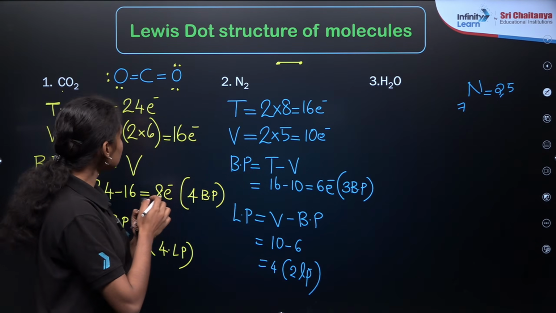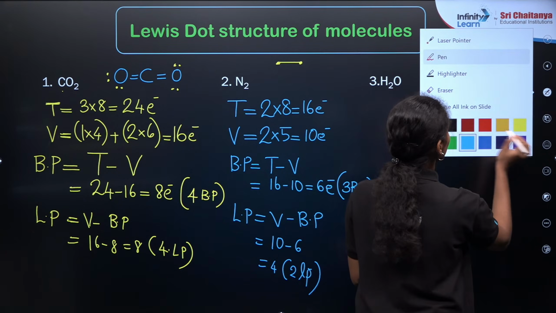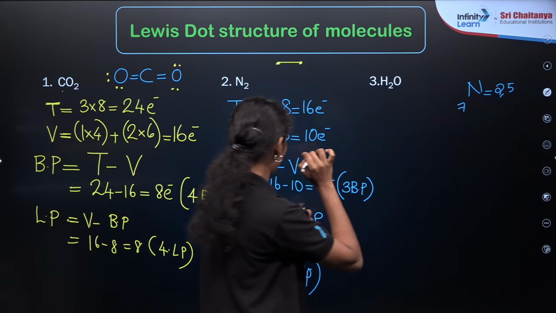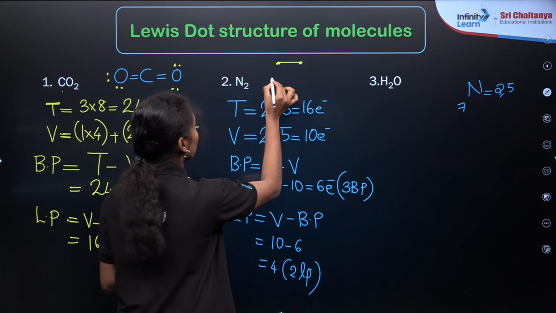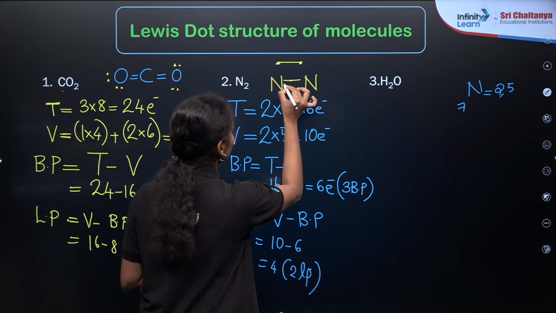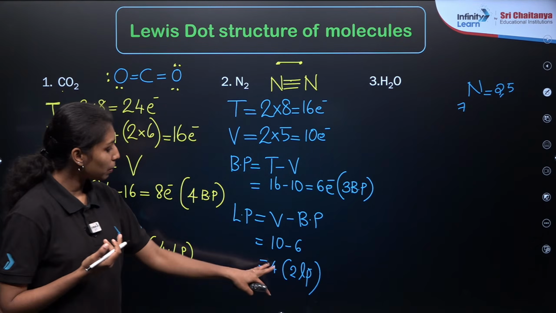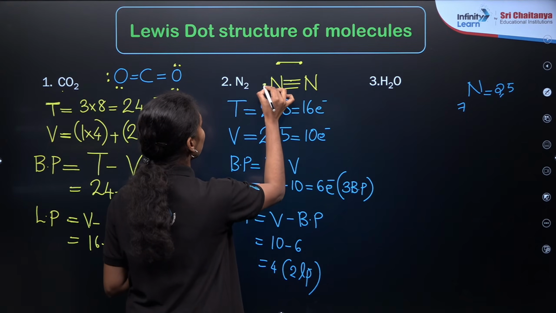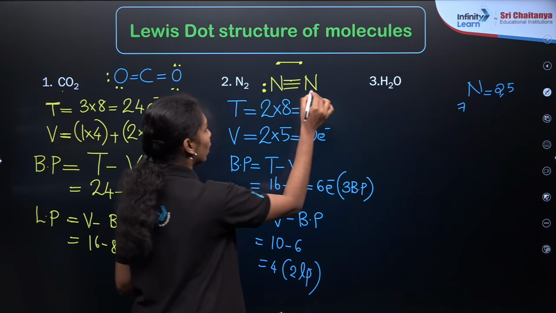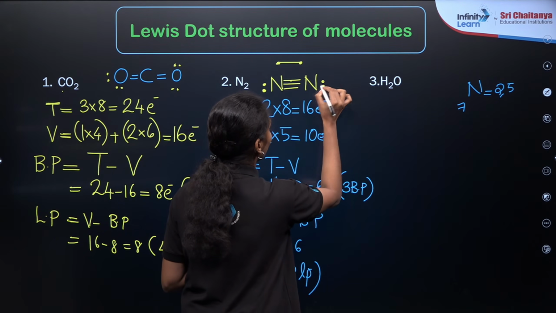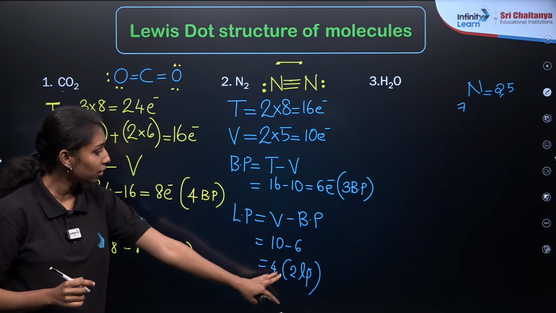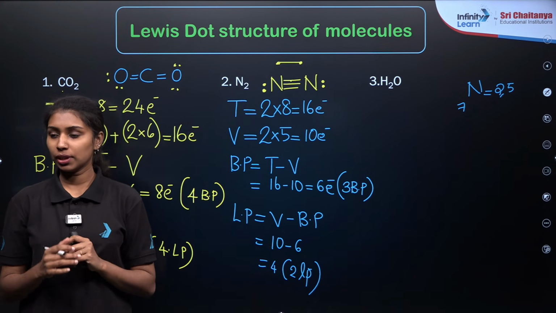Now let us see how to draw the structure of this molecule, right? 3 bond pairs. As we already know, there are only 2 nitrogen atoms present. 3 bond pairs are forming, right? 1, 2, 3. Now the remaining electrons will be the lone pairs. So if I am drawing here, there will be one lone pair on one nitrogen atom and another lone pair on the other nitrogen atom. So total 3 bond pairs and 2 lone pairs, as we have already found from the method here. Is there any doubt?